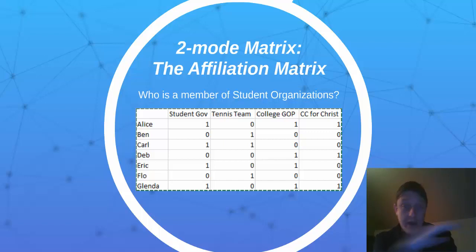We could go add across. How many student organizations is Ben involved in? How many is he affiliated with? How many is he a member of? 1. Only the tennis team and none of the others. And we can see that by adding across.